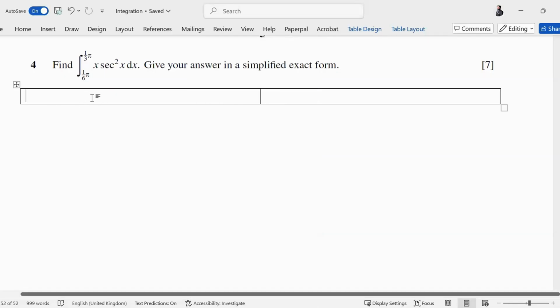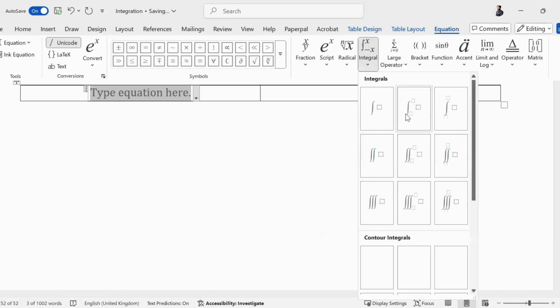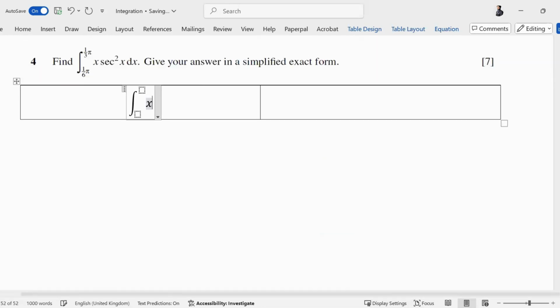So, integral of x sec square x dx. How will we integrate this one? Yes बच्चों, क्या करेंगे? इंटीग्रेशन बाय पार्ट्स.